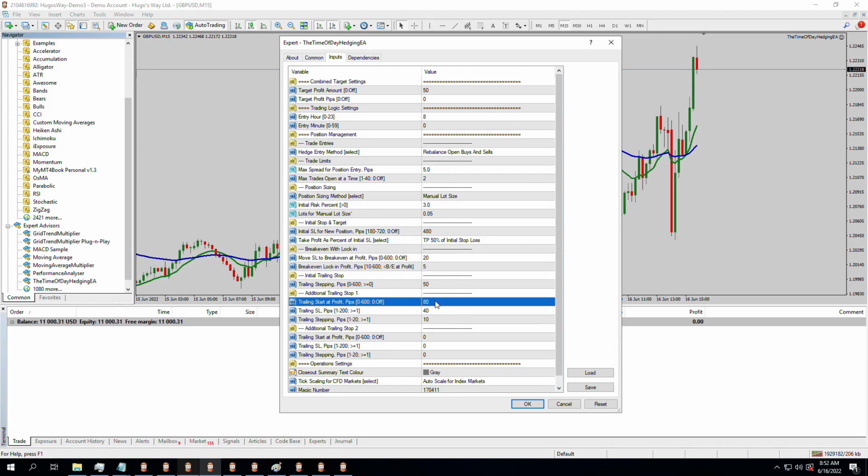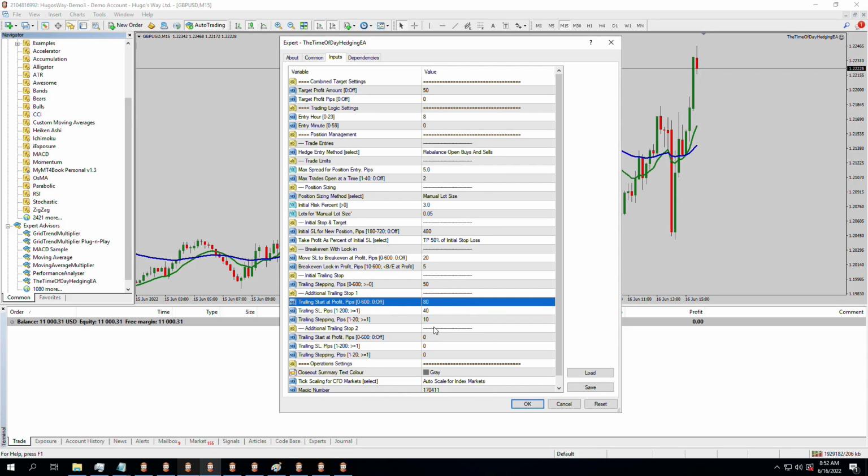You have to read the manual for this robot, but the initial trailing stop is going to start at 80 pips. Probably not going to get that far because I'm asking it to take profit at 50. And when I say 50, at the top here, $50. So it will trail at 80, trailing stop loss of 40 and stepping of 10.